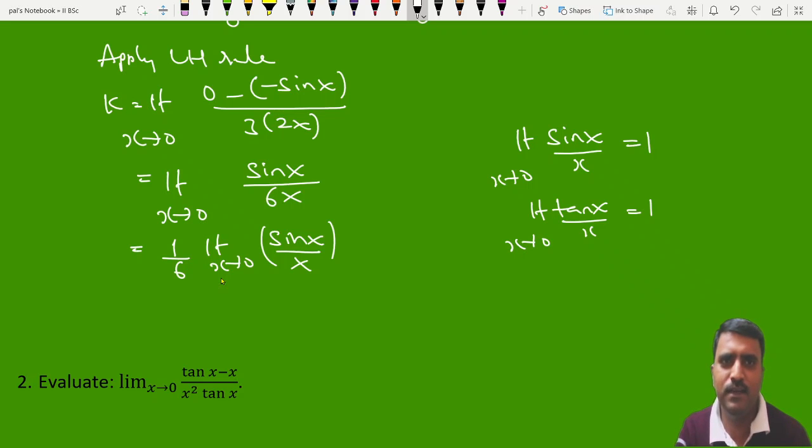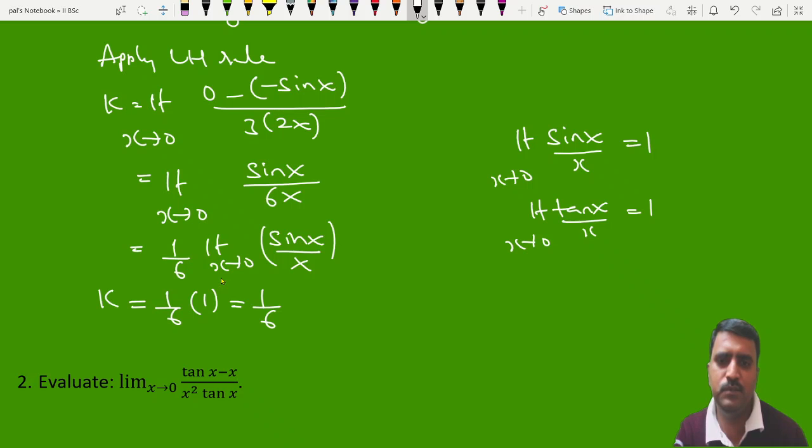So it is for sin and tan only. So the limit of sin x by x when x tends to 0 is 1. The limit of tan x by x when x tends to 0, that is 1. Now this becomes 1 by 6 into its limit value is 1, which is equal to 1 by 6.